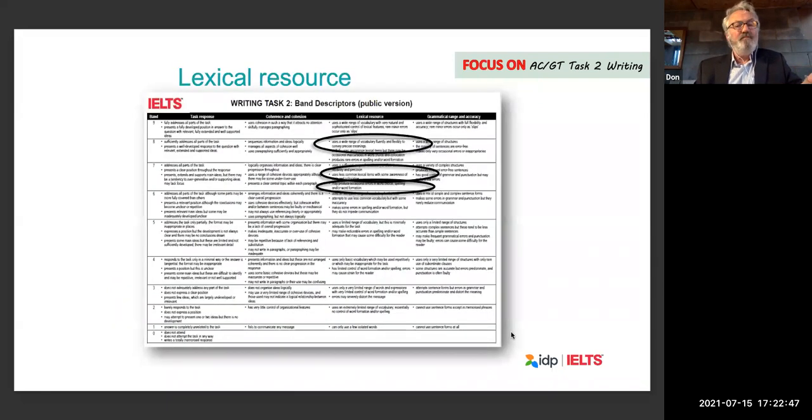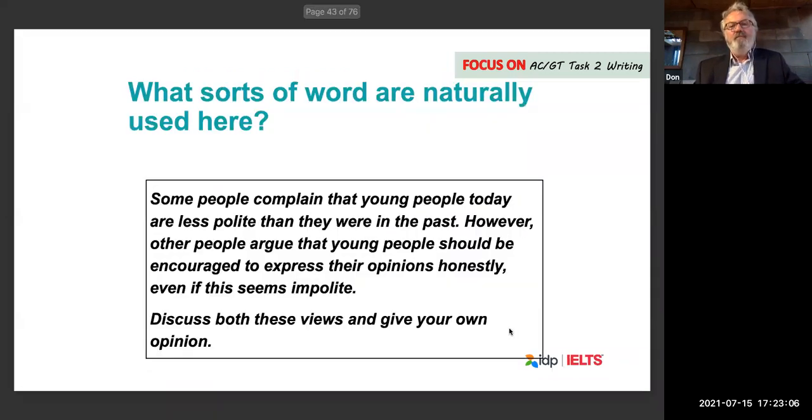We look at lexical resource, and at band 8, you are using words which are conveying precise meaning. At band 7, you are able to use less common words and words that are idiomatic. That means natural words in English. What sorts of words do we naturally use?